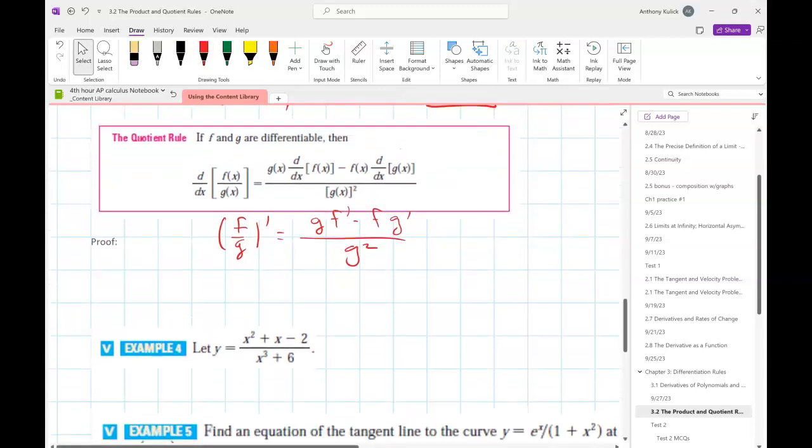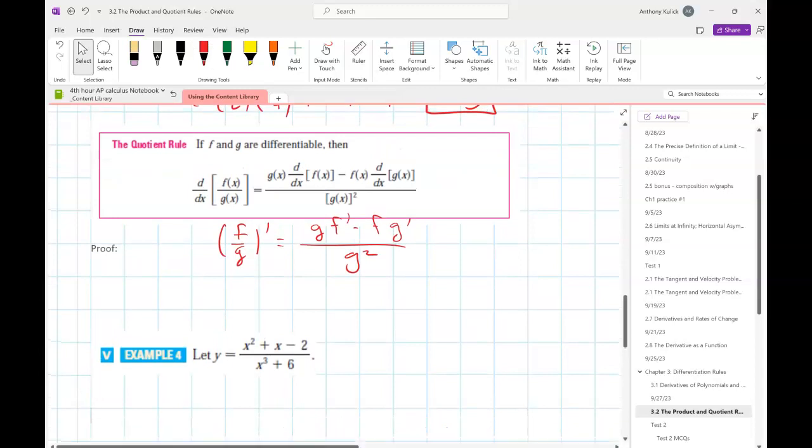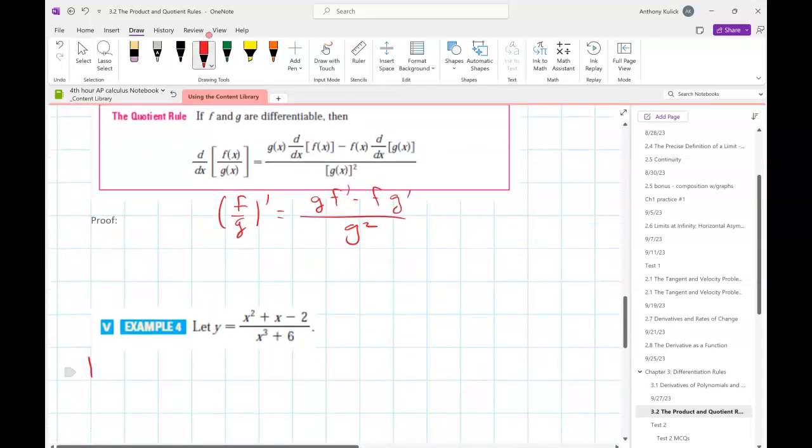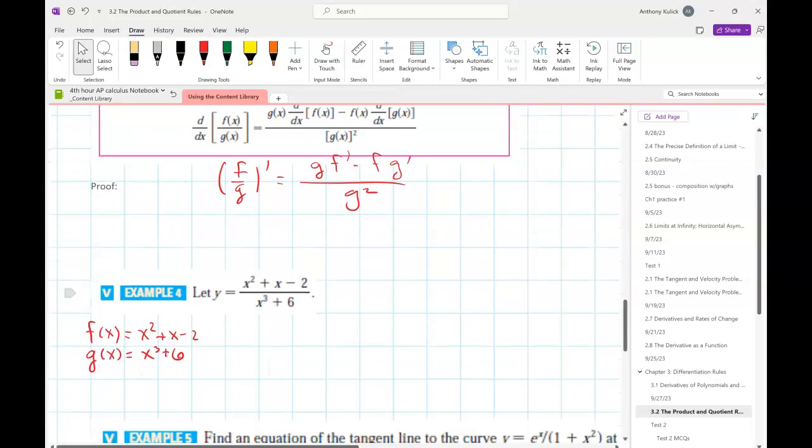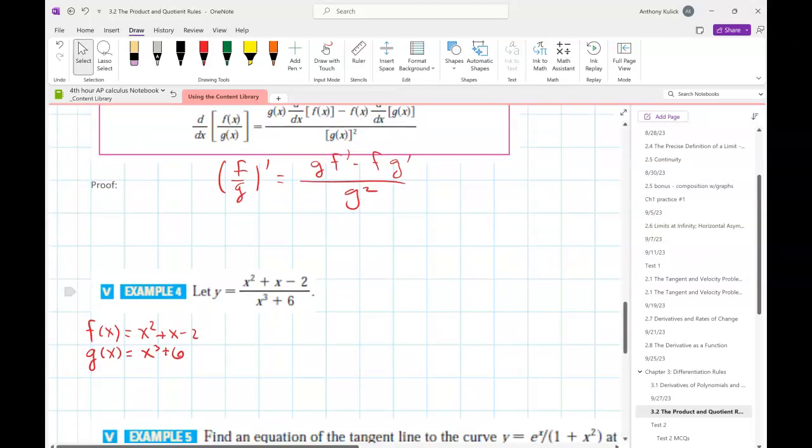Let's do an example. Much like the product rule, I would start by doing everything kind of separately and then putting it together at the end. So here my f of x is going to be the numerator and my g of x will be the denominator. What's the derivative of f? 2x plus 1. And the derivative of g? 2x squared. And by 2 you mean 3. 3x.